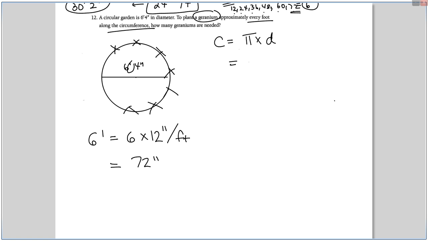So the 6 feet is equal to 72 inches. Don't forget about those 4 inches there, so add on 4 inches. So the diameter is 76 inches.